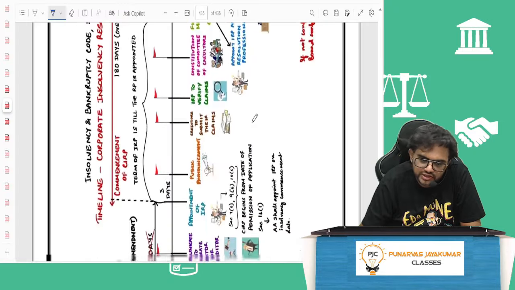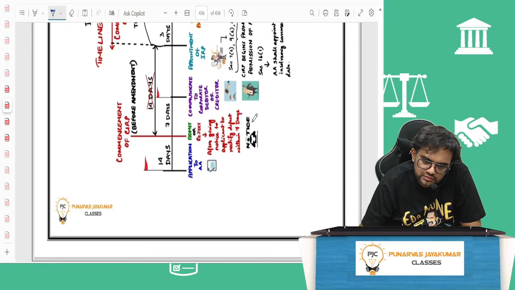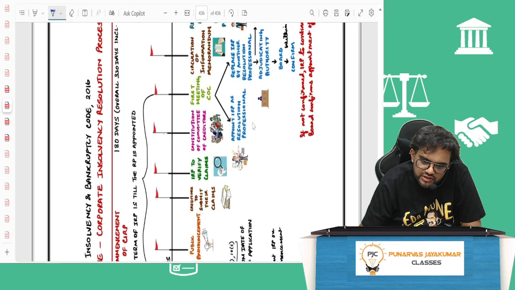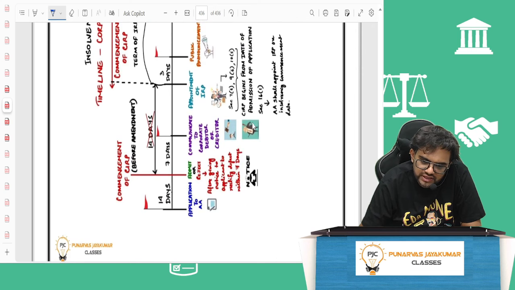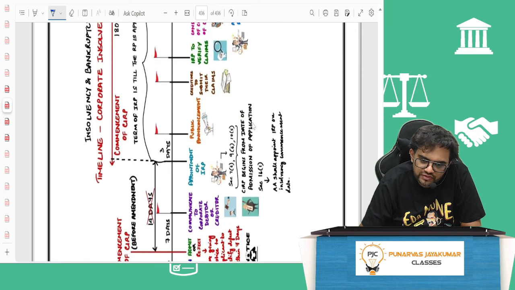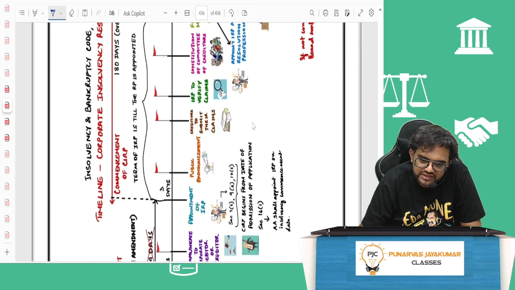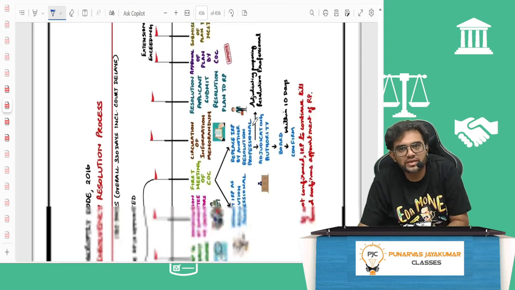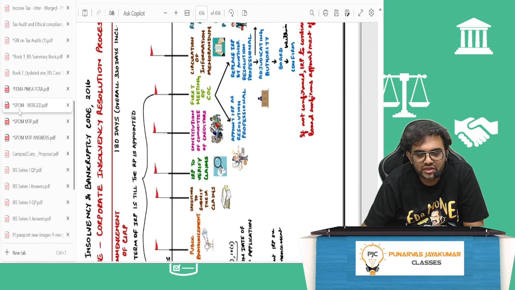In the final IBC chart here, the tribunal will admit the application, and either way within 30 days you will form the committee of creditors. That will anyway happen. The COC will be formed within 30 days, and within 7 days of the COC you will have the first COC meeting. You can see this chart on page number 429. So accordingly that will be the answer.